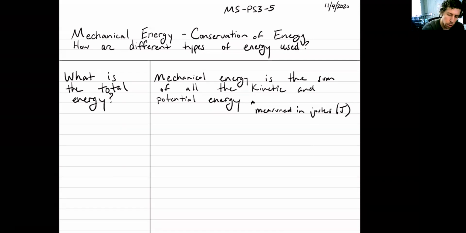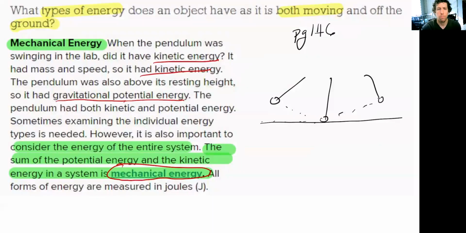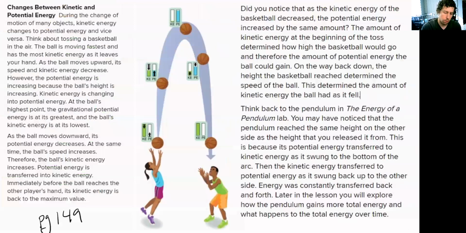Okay. We're going to go back to the book now and continue learning about how this kinetic and potential energy, this mechanical energy, how is it used? Okay, so now we're looking at page 149 in the workbook. And we're going to really focus on this image here with the basketball. So I'm going to read the paragraph on the left-hand side.